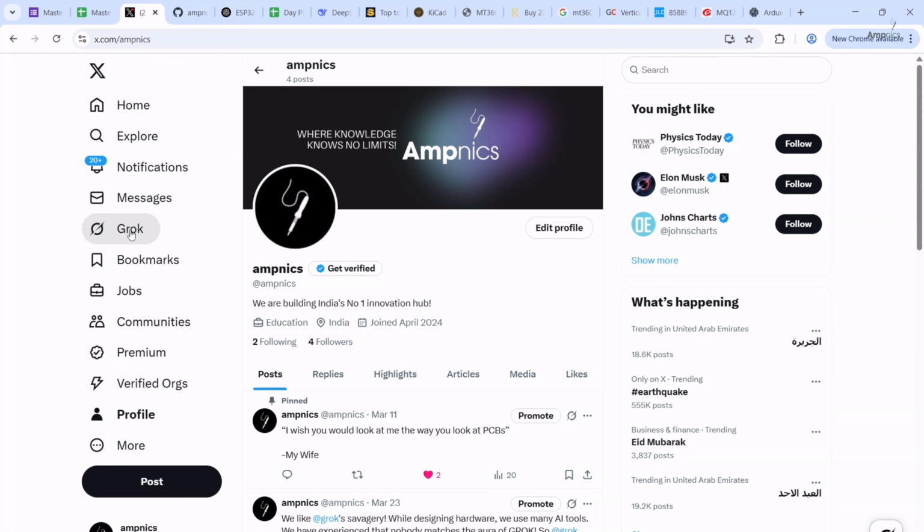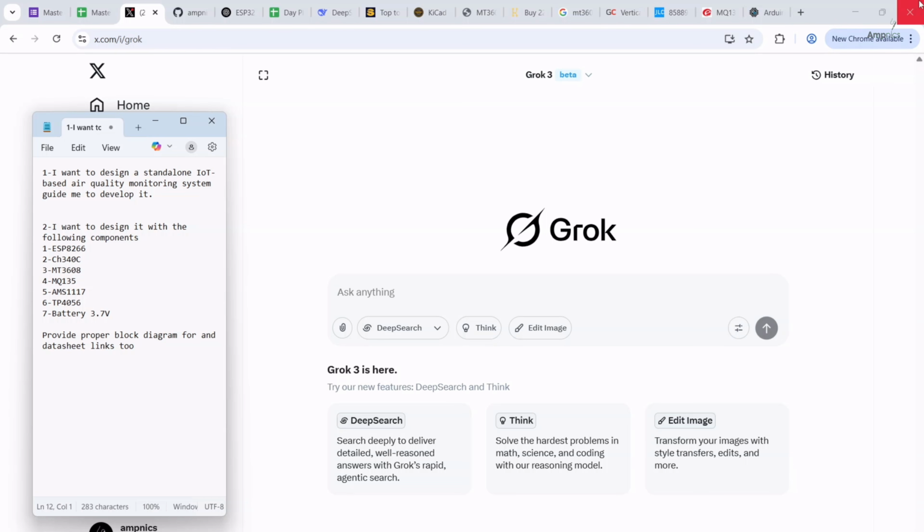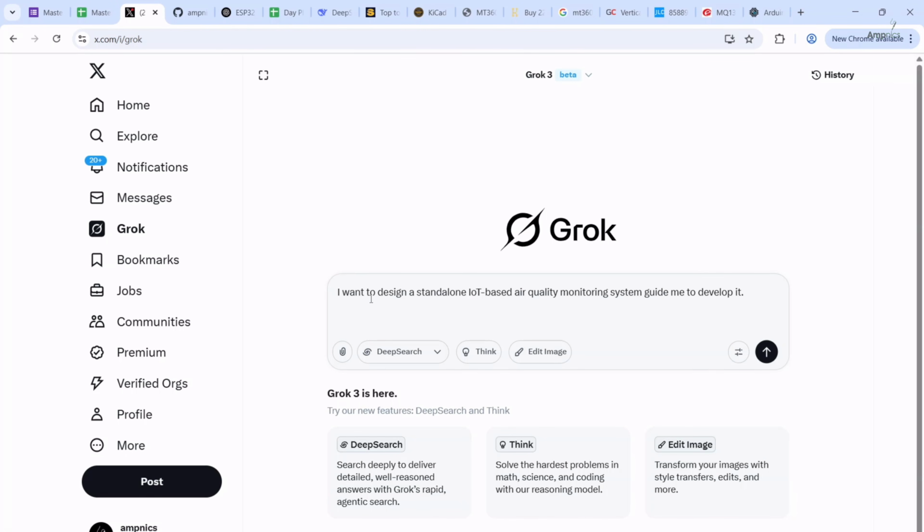So we will open Grok. For using Grok, you need a Twitter account. The user interface of Grok is quite similar to other AI tools. We will start asking our question. I have already written my questions here. What I will do is copy it and paste it here. The prompt is, I want to design a standalone IoT-based air quality monitoring system. Guide me to develop it.